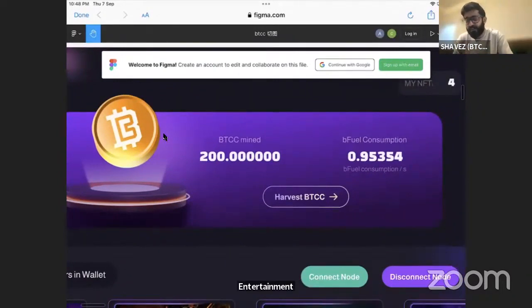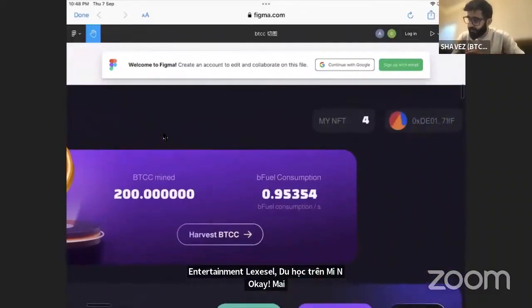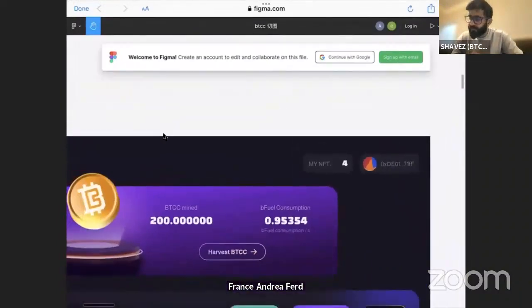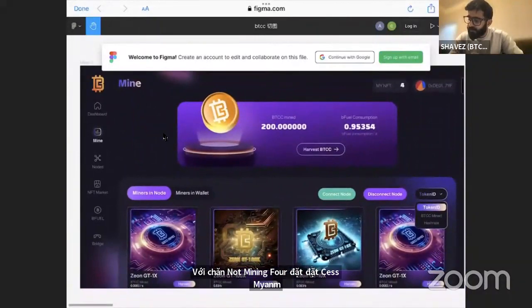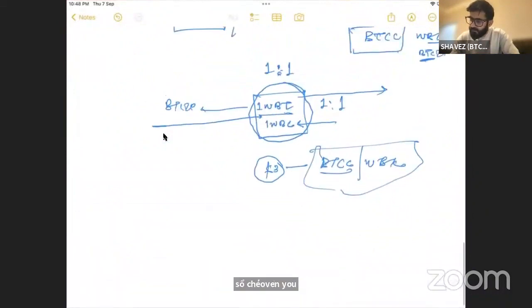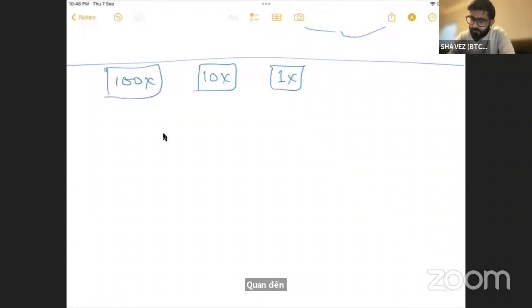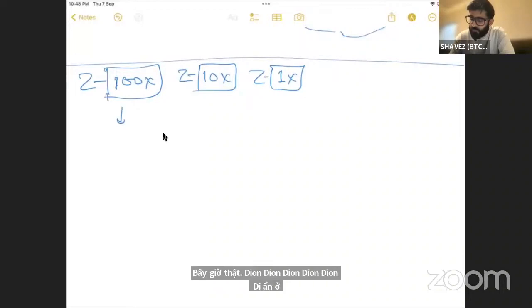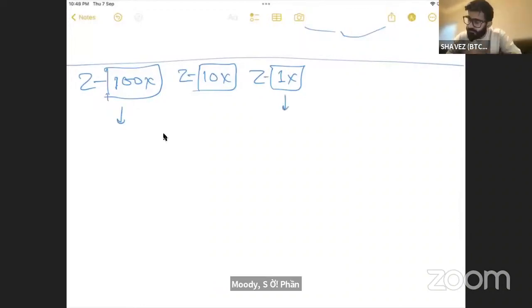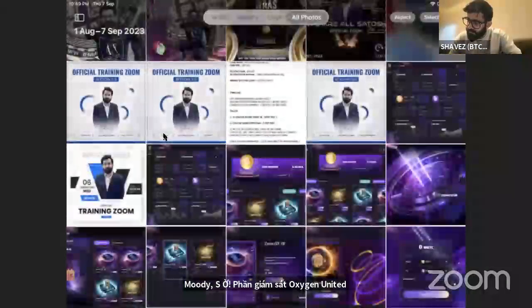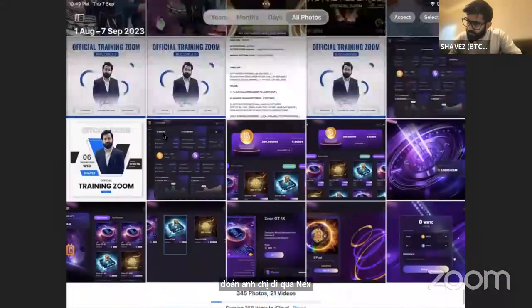Let's say you have 10 miners mining for you, and you have four which are not mining for you. That says my NFT. So when you have 10 miners mining for you, and if you calculate the mining fee, let's take an example of 100x, 10x, 1x. These are the three miners, Xeon, Xeon, Xeon. What is the consumption of Xeon GT1X? Xeon GT1X consumes 0.0. Hang on.